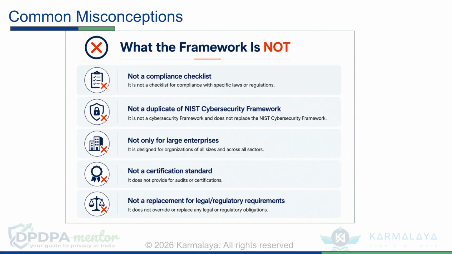It doesn't duplicate the CSF. While they share Protect-P, 4 of the 5 privacy framework functions have no direct CSF equivalent because they address processing-based harm, not adversarial exploitation. It's not only for large enterprises. NIST designed it for organizations of all sizes. Implementation tiers explicitly recognize that Tier 4 may not be appropriate for smaller organizations.